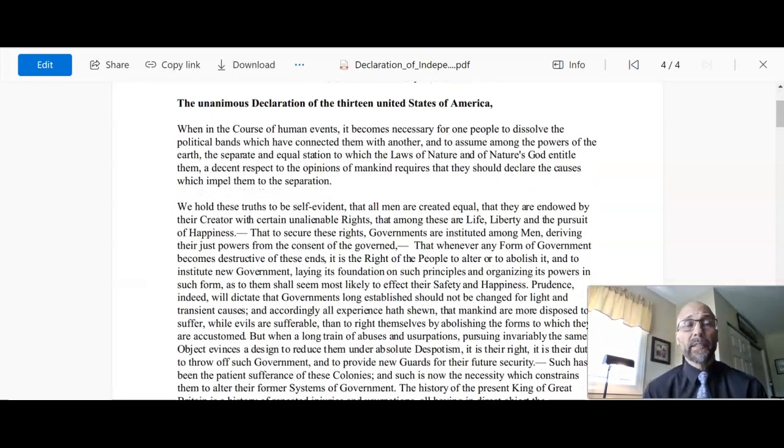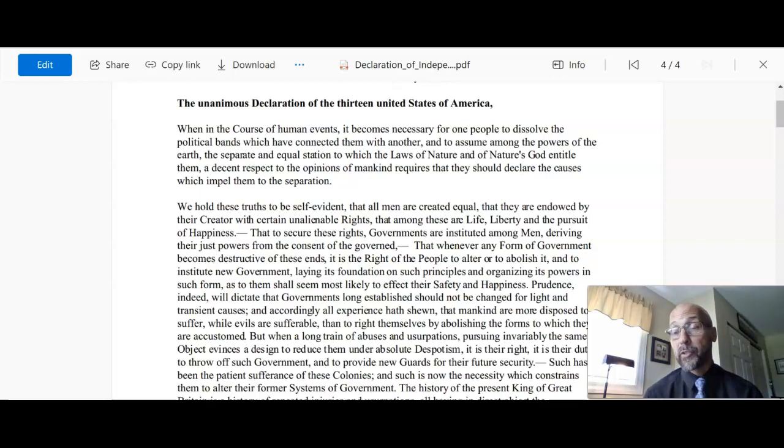But it starts off by saying, we hold these truths to be self-evident, that all men are created equal, that they are endowed by their Creator with certain unalienable rights. There's that word again, guys, right? Unalienable rights? Things that can't be taken away. And what are they? That among these are life, liberty, and the pursuit of happiness.